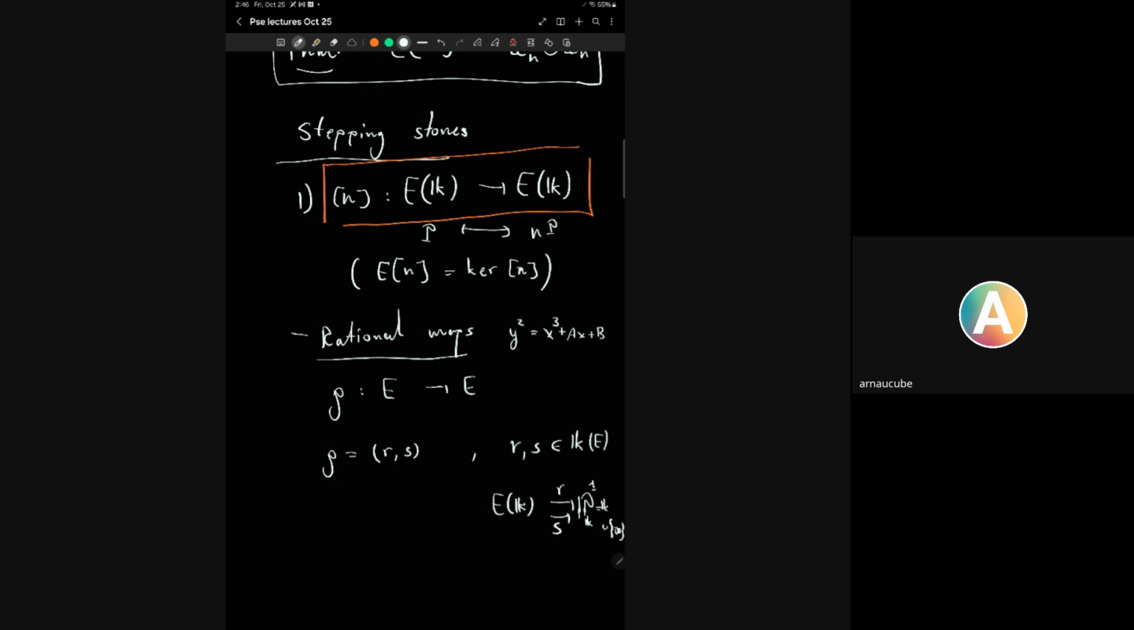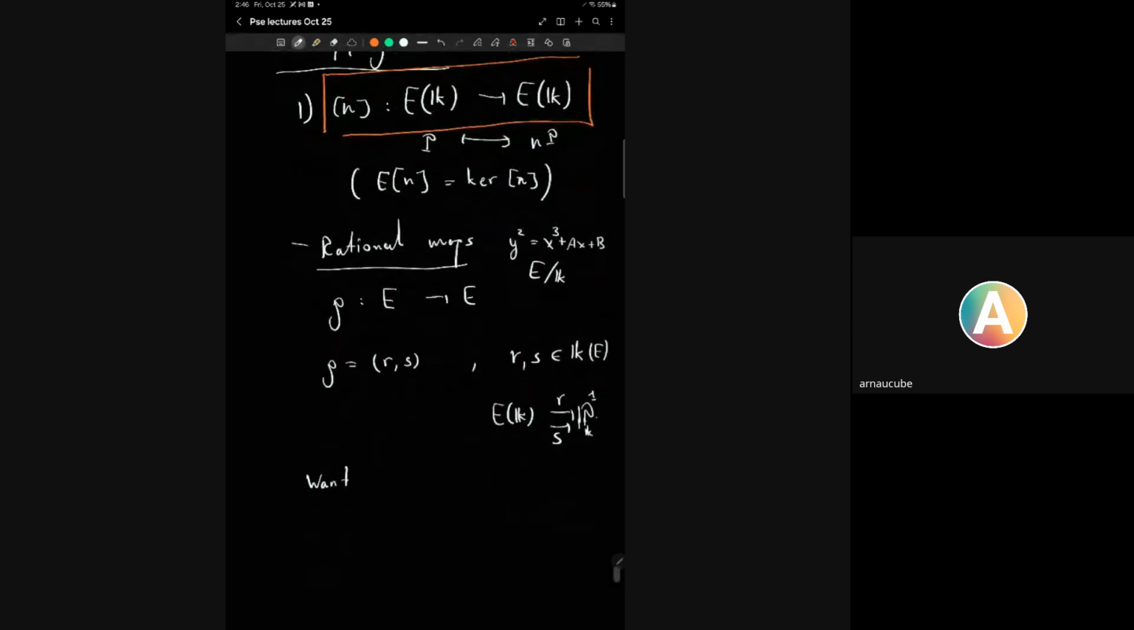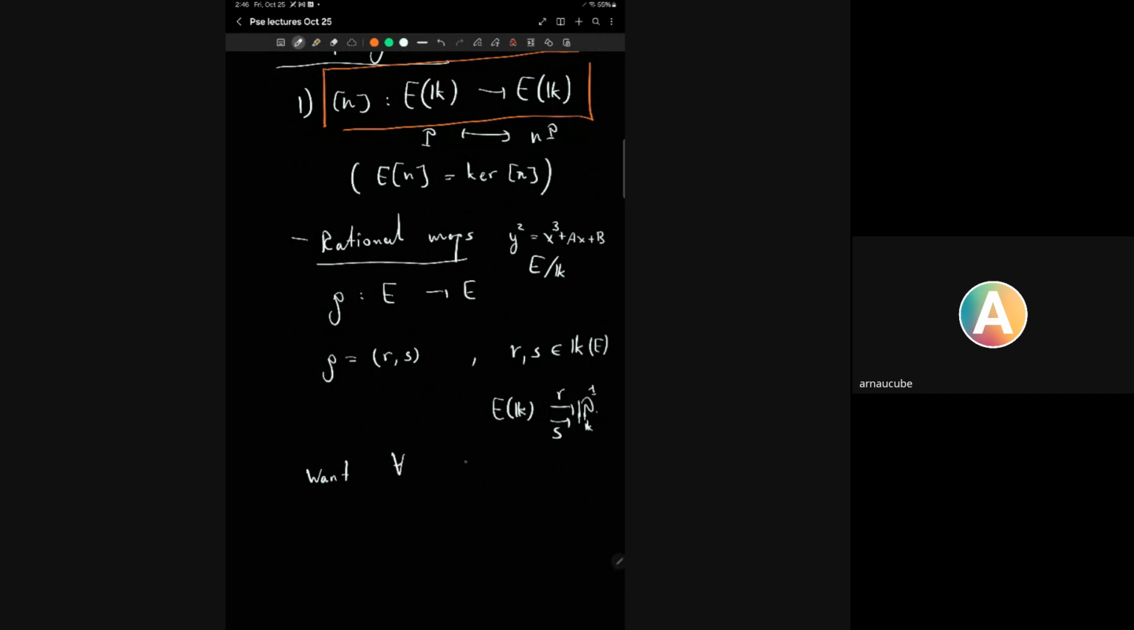And what I want from rho is that it is defined over some field K, and I want that for any extension, let's say L of K, and any point on the curve, let's say this point is A comma B, and it is on the curve over L, it's like an L rational point.